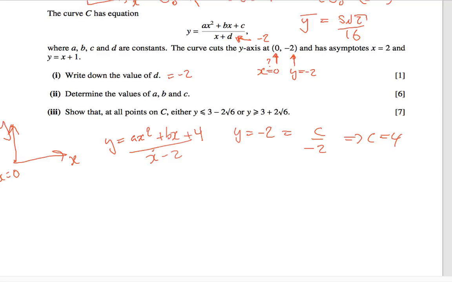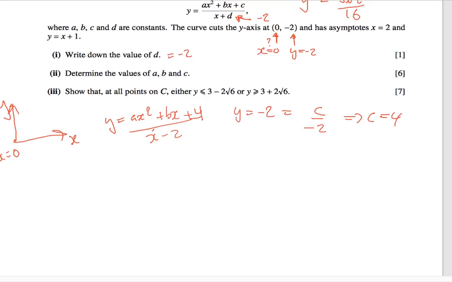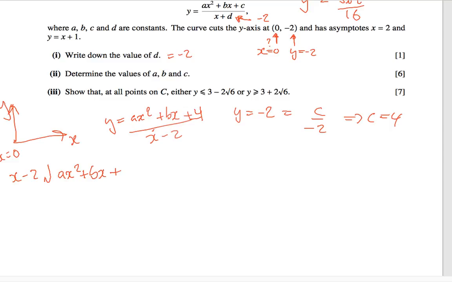Okay, piece by piece. And then now what we want to do is divide x minus 2 into this. Just in case you've forgotten how to do that, I'll go through it a little bit more explicitly. So we take the highest power we have here and divide it into the highest power there. So we've got ax.